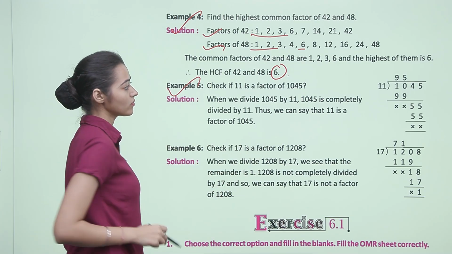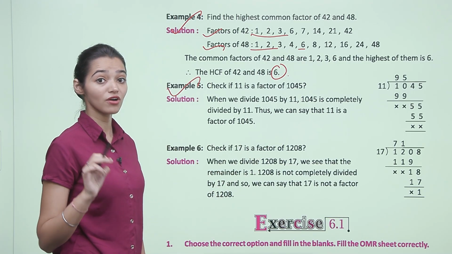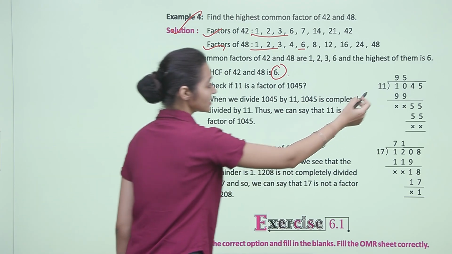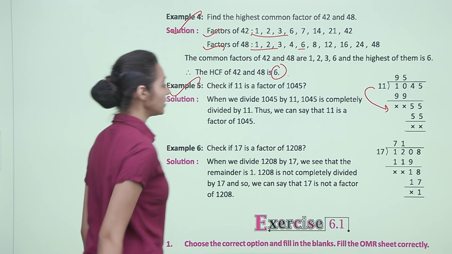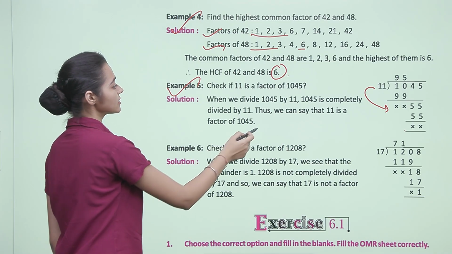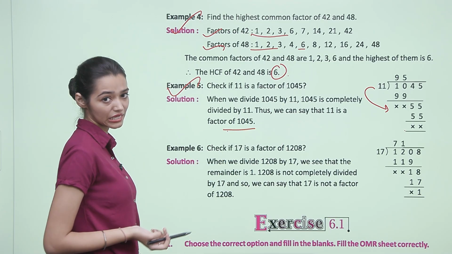Now in the next one we have to check if 11 is a factor of this number or not. For checking it, firstly we will divide this number, and after dividing it we know that the remainder we get is 0. That means this number is a factor of 111.